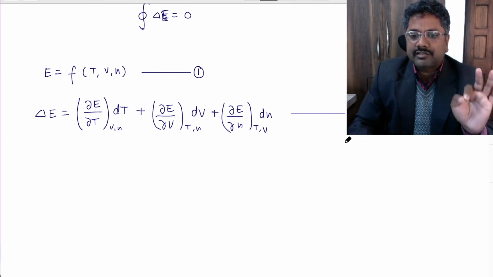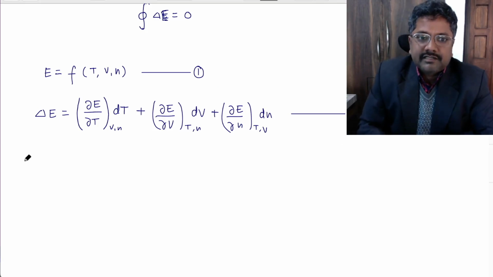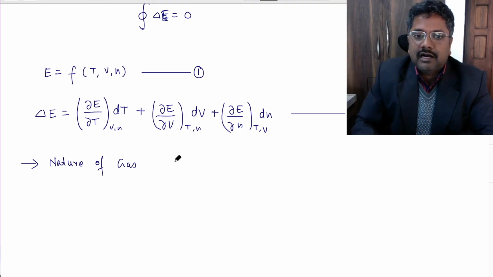Now see, this very general equation number 2 is applicable for any type of system, whether it is a real system or an ideal system. Any type of system can be explained with the help of this. Now I am imposing some restrictions. Suppose that the nature of the gas is ideal.